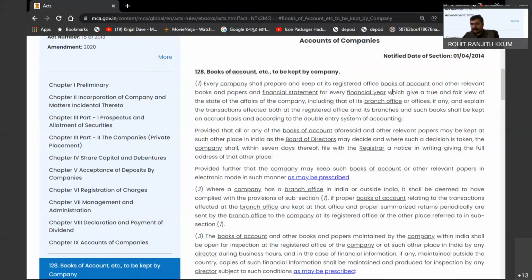Now this is very interesting. It also says that it must give the true and fair view of the state of the affairs of the company.